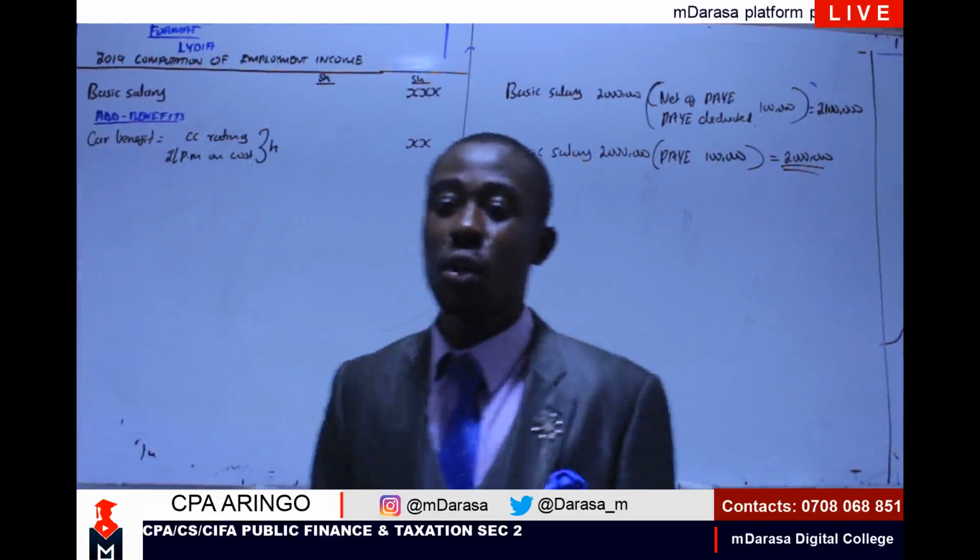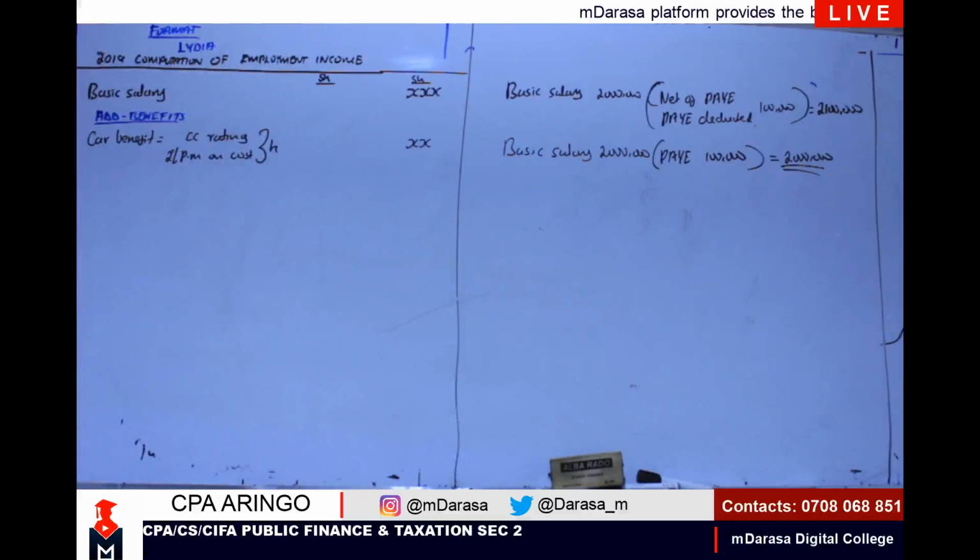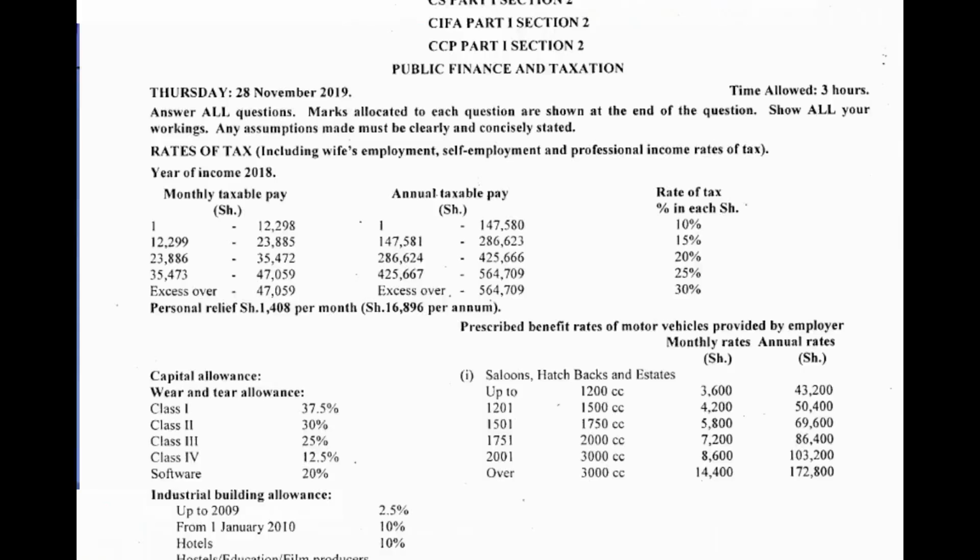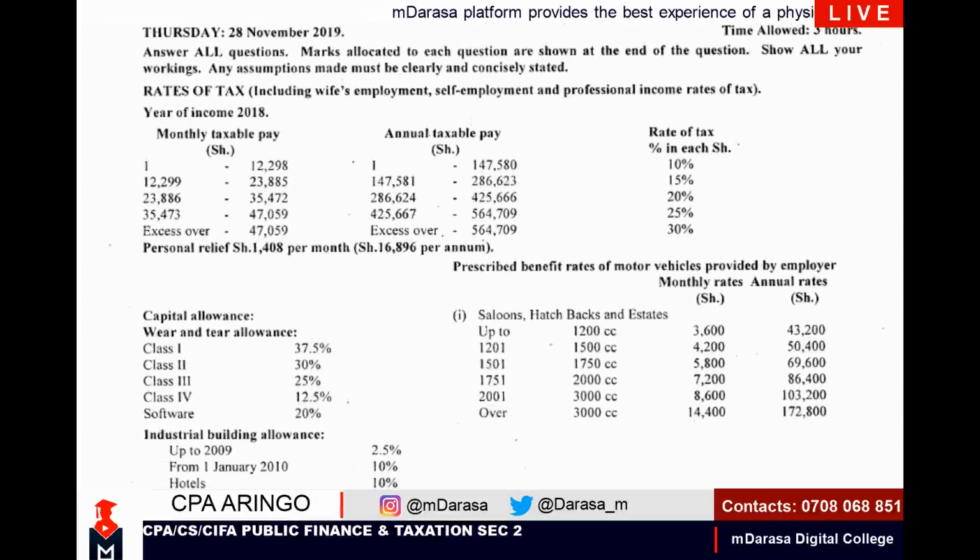And the CC rating, where will you get the CC rating? Look at this case. This is where we are going to get our CC rating. You'll always be given, like in our case, the prescribed benefits of motor vehicle provided by employer. So assuming I'm given a motor vehicle with a CC rating of say 2,000 or 2,100, you'll find that such a case falls under 2,001 to 3,000. So it will fall here, meaning that our benefit I should be talking of is 103,200 if it is on a per annum basis. Okay? So that is our CC rating.